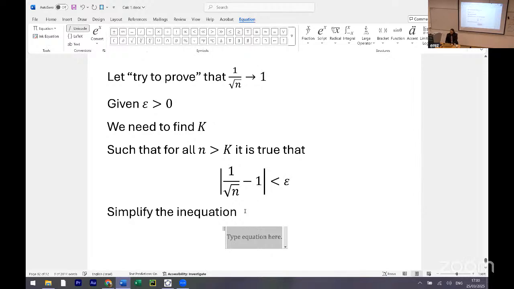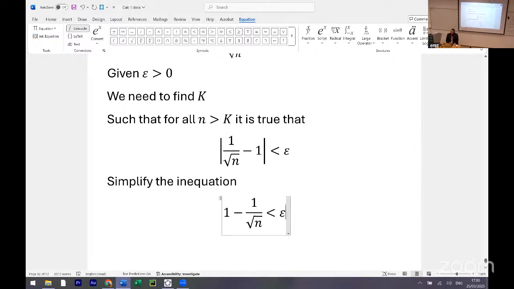So 1 over square root of n is always less than or equal to 1. So this time we don't just omit the absolute value, but we actually reverse the subtraction. So this is the first simplification of the inequality. Do you agree so far?